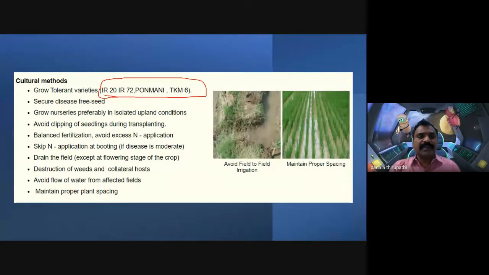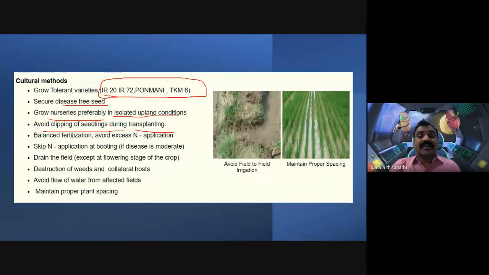At the same time, secure disease-free seeds. Whenever we can, we should preserve a disease-free environment and grow nurseries, preferably in isolated upland conditions. And avoid clipping of seedlings during transplanting. Whenever we are going to transplant, we should avoid clipping of seedlings and previous seedlings. That is the most important point.